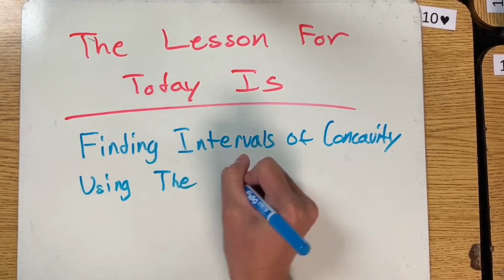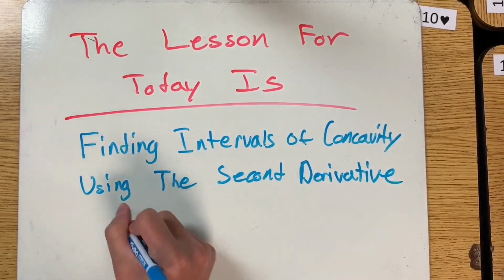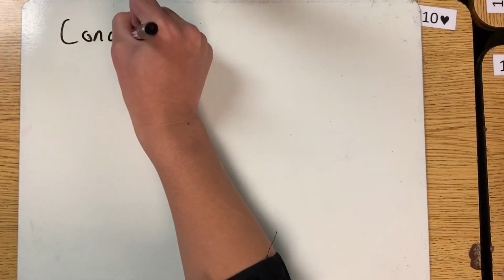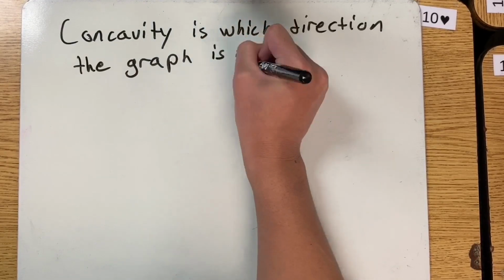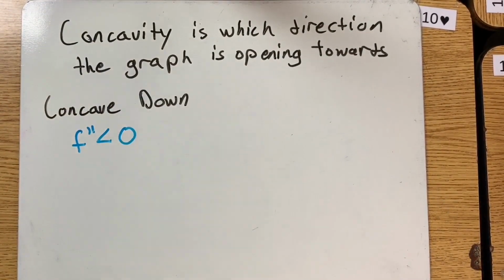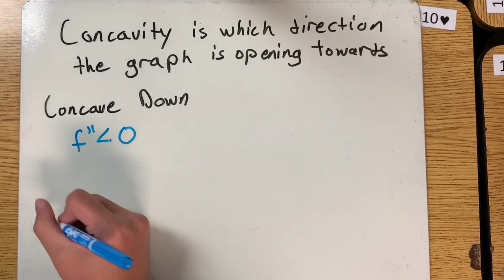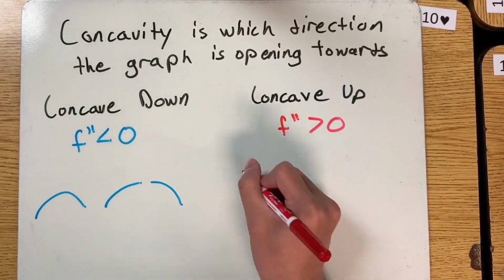The lesson for today is finding intervals of concavity using the second derivative test. Concavity is which direction the graph is opening towards. A function is concave down when its second derivative is less than 0. A function is concave up when its second derivative is greater than 0.